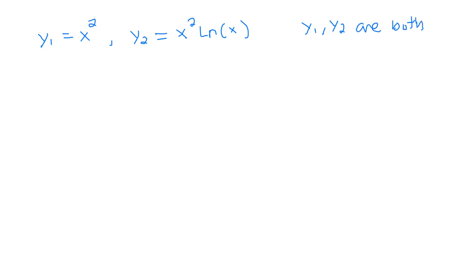Okay, so what if we have something like this? We have y1 that's equal to x squared. Then we have another y, we're going to call it y2, that's equal to x squared times ln x. So y1 and y2 are both solutions.